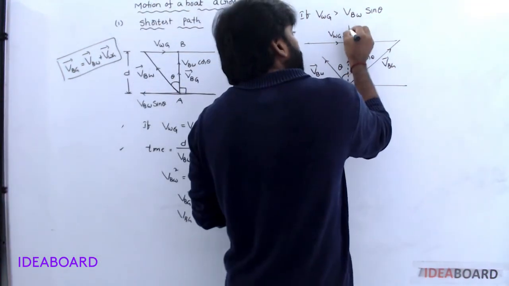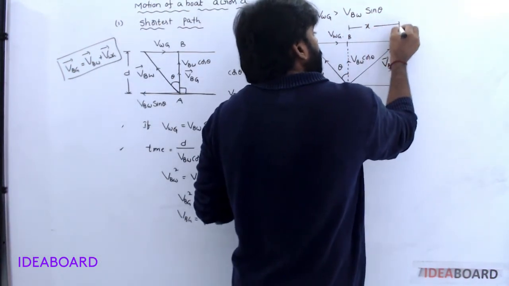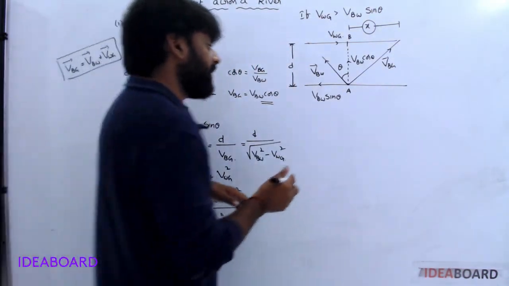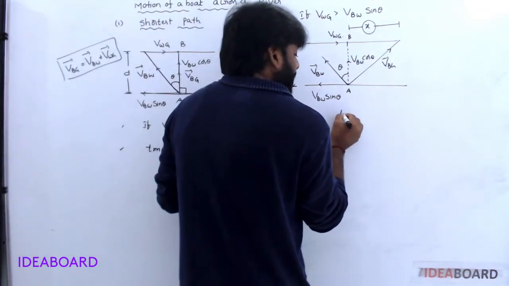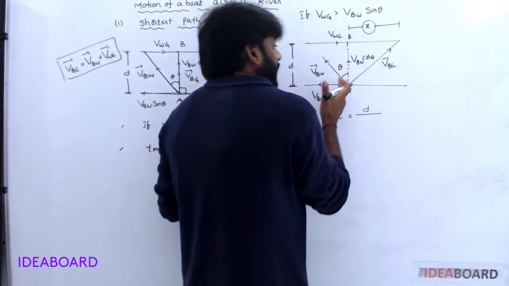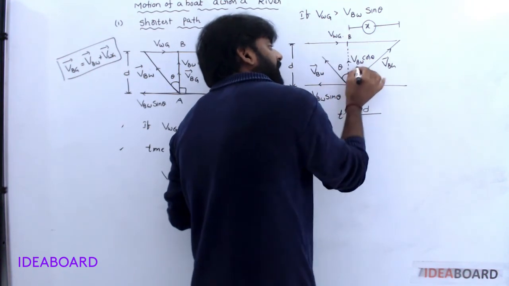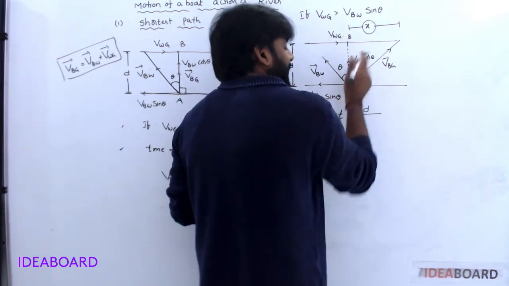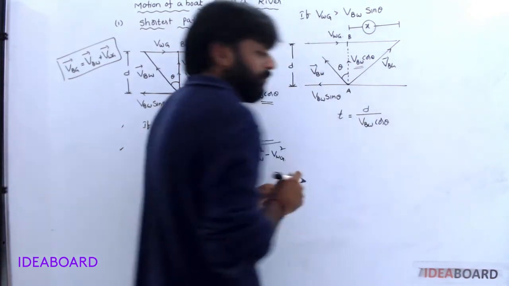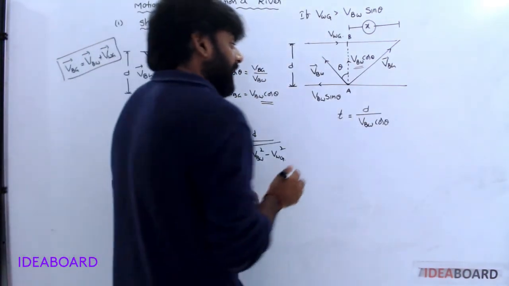That's why it is drifted. Due to excess velocity, it is drifted. Okay. Now in this case, time is equal to width of the river by velocity. Velocity in this direction is boat with respect to water into cos theta.